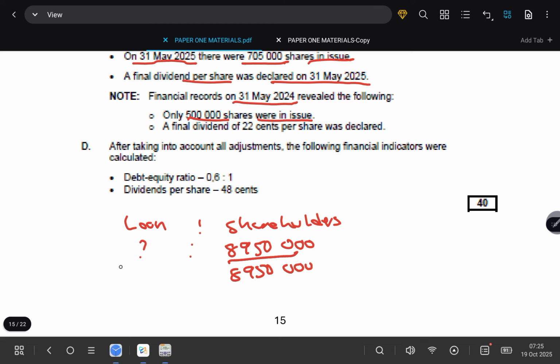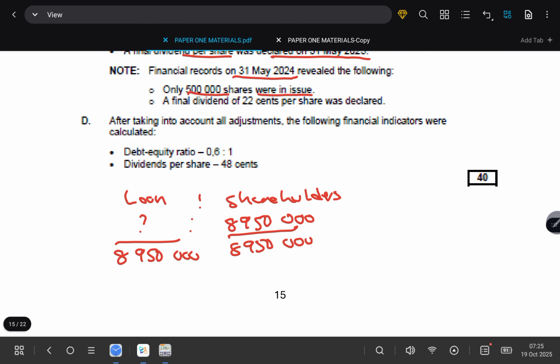Then remember, you are supposed to divide by 8,950,000, and also on this side you are supposed to divide by 8,950,000. They told us that the final answer for this was 0.6 is to 1. So if you check, this tells us that to get the answer we want, you are going to cross multiply, because this represents the x, right?